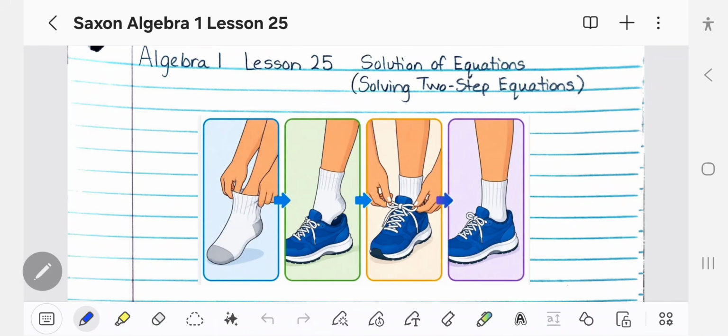This is Algebra 1, Lesson 25, Solution of Equations. Better titled, probably, Solving Two-Step Equations.